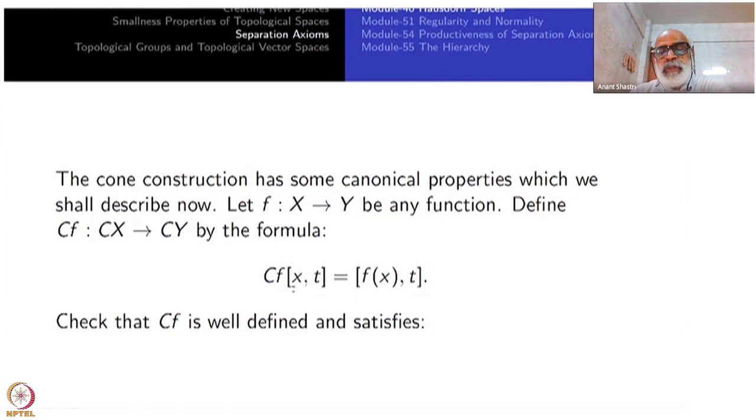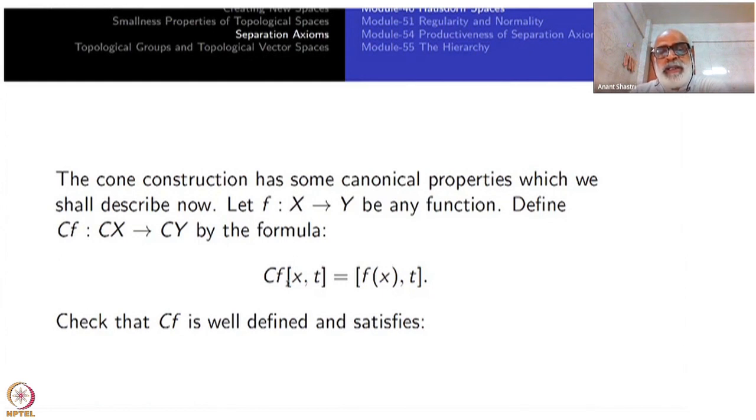Okay. Here also you take the class [CF] of (x,t) going to (f(x),t). Remember, this class is the same point x,t unless t is the first point a. And when it is the first point a, all these (x,t) represent the same point. But here also, they will represent the same point. So there is no problem here in the definition of this function CF.